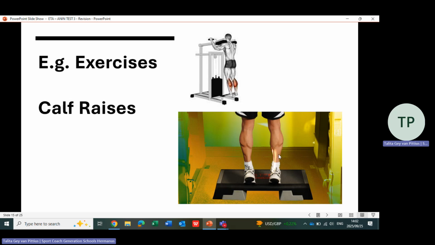It's the calf muscles, and the calf muscles consist of two muscles. The names are gastrocnemius and the soleus. And what is the movement that takes place here? It's plantar flexion. So it's very important to understand this.